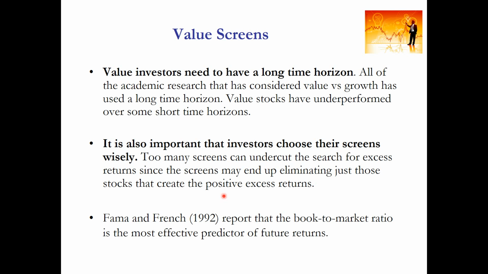Fama and French, in their study in 1970, compared all these different value screens that we have just discussed in the last slide, and they argued that the book to market ratio is the most effective predictor of future returns. So their view is that it is the approach that should be used as a passive screen by investors.